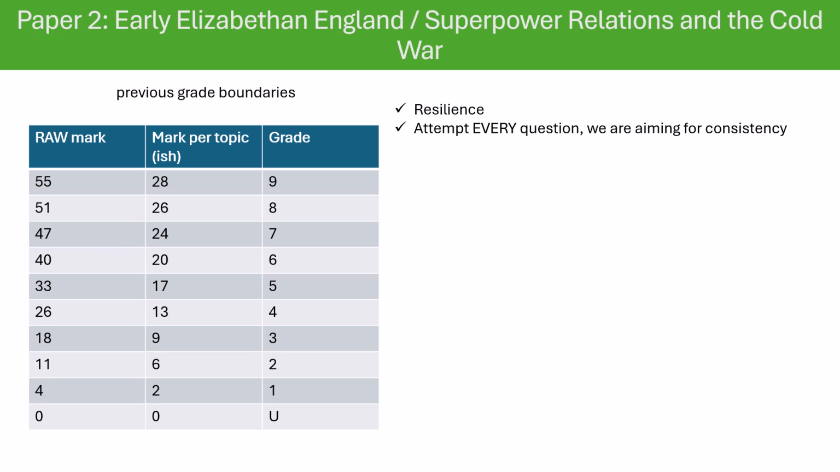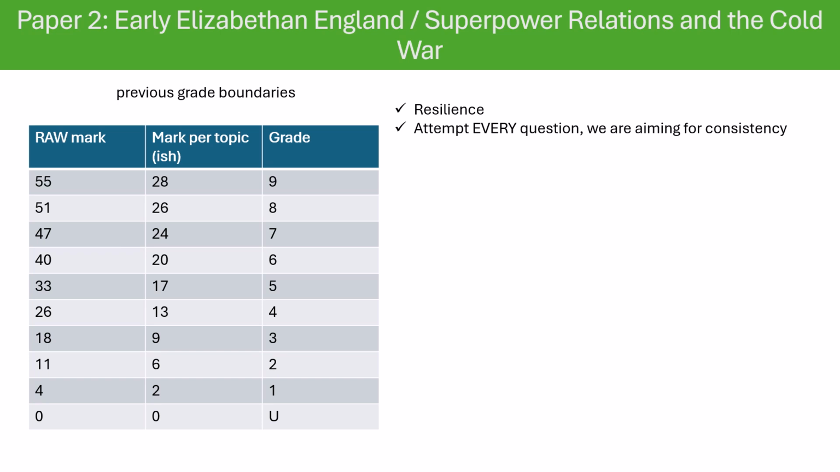Now on the left-hand column we have the raw mark out of 64 because remember you are completing two papers, Elizabeth and Cold War. In the middle you have the mark you need per paper, so per topic, ish, and on the right what grade that equates to. So the first thing I want you to do is actually to have a look at the marks needed for your target grade roughly. So let's say your target grade is grade 5 or you want a grade 5. You're going to need 33 marks across both topics, Elizabeth and Cold War, 17-ish in each.